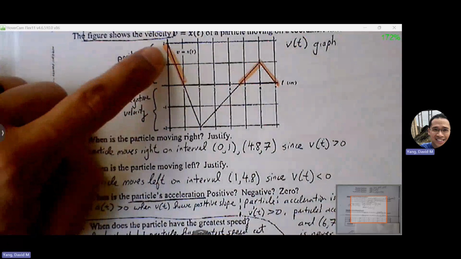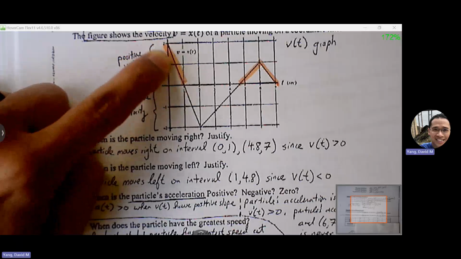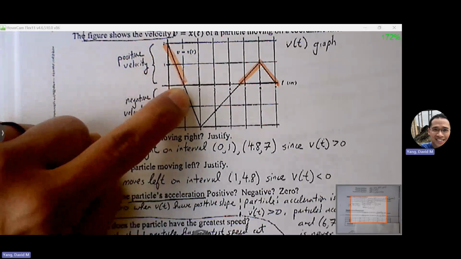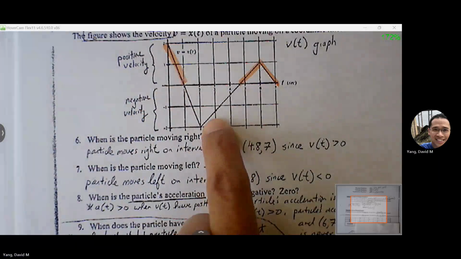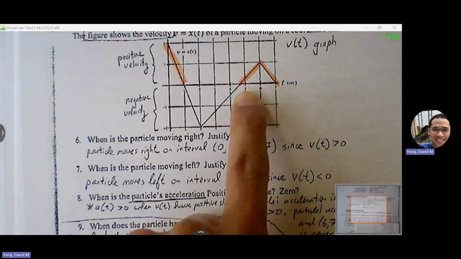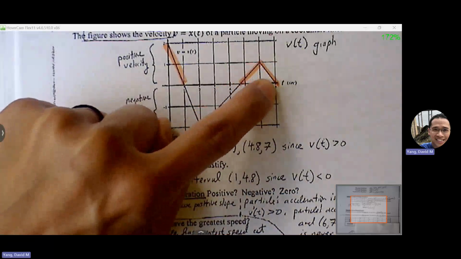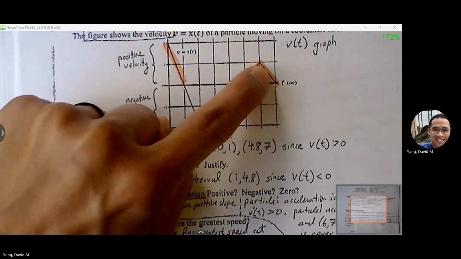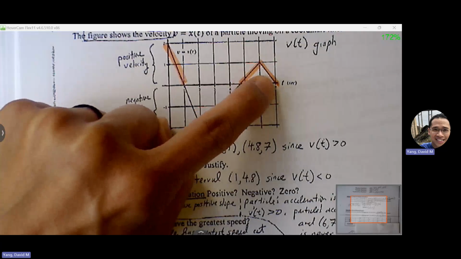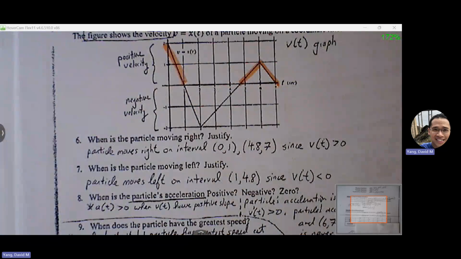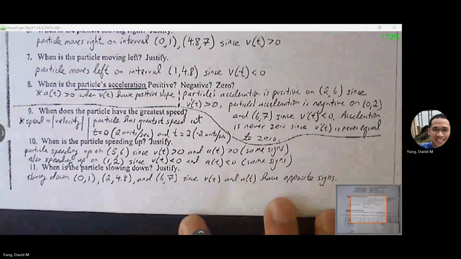And it's slowing down. This is positive velocity, but negative acceleration. Here, negative velocity, but positive acceleration. And then over here, negative acceleration, but positive velocity. So whenever the signs are different, you're going to be expecting decreasing speed.